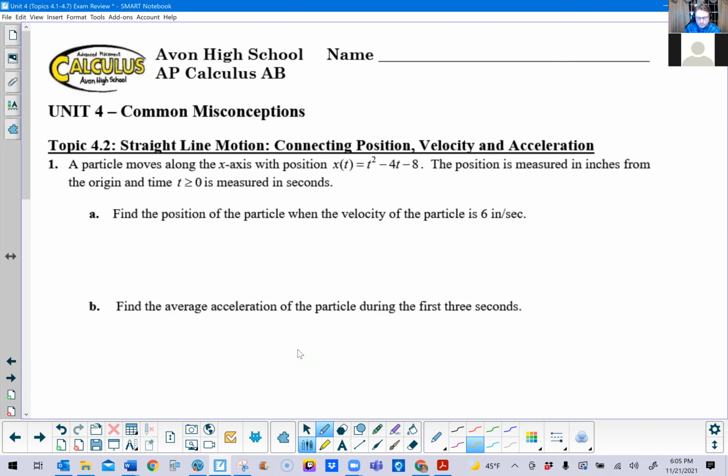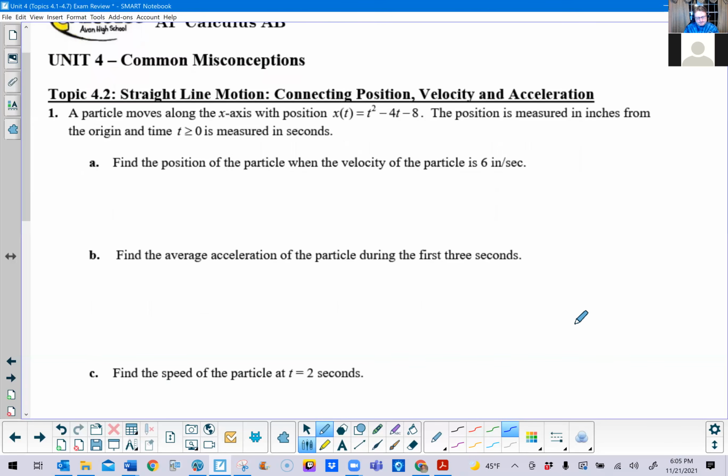So we're going to start with number 1 here. It comes from topic 4.2. It is a particle motion problem. You've got a particle that moves along the x-axis with a position given by x of t, a really light polynomial, t squared minus 4t minus 8. The position is measured in inches from the origin, and the time, which must be greater than or equal to 0, is measured in seconds. It's not often that you have these particle motions along the x-axis that actually have units, but we're going to go with that. You're going to be asked 3 questions.